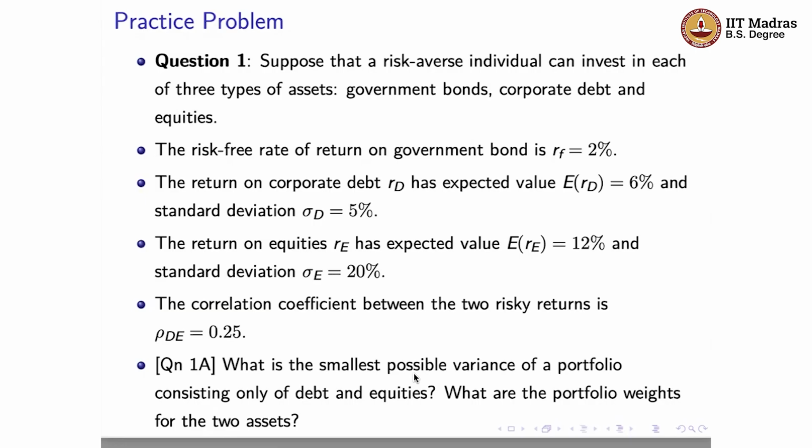It's asking what's the smallest possible variance of a portfolio which consists only of debt and equities? And what are the portfolio weights for these two assets? So basically, we are looking at creating a portfolio which consists only of the risky assets, corporate debt and equities. And the question is, what's the smallest possible variance that we can achieve, right? So let's look at how to go about solving it.